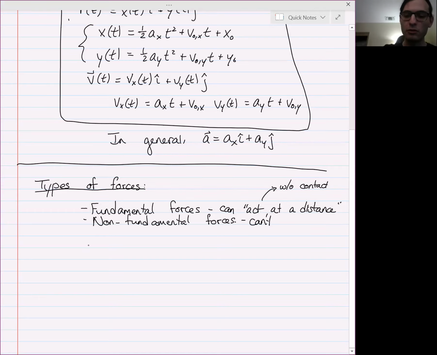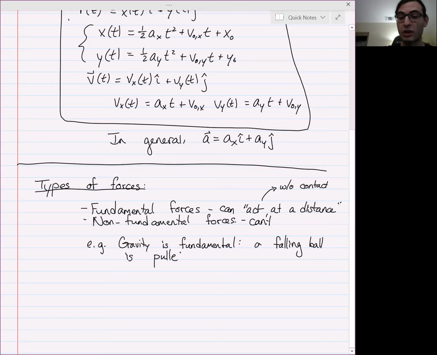So the example is, say, gravity is a fundamental force. And the reason we know this is that a falling ball is pulled downward by gravity without touching the Earth.